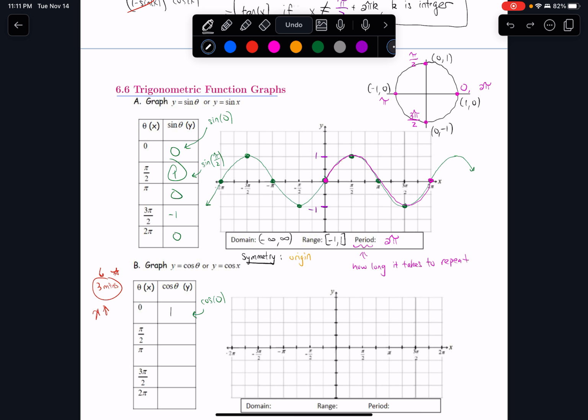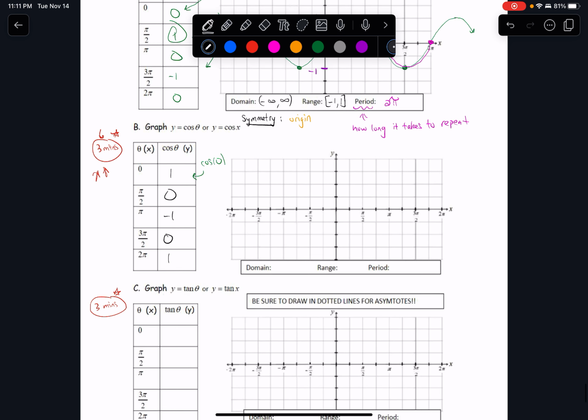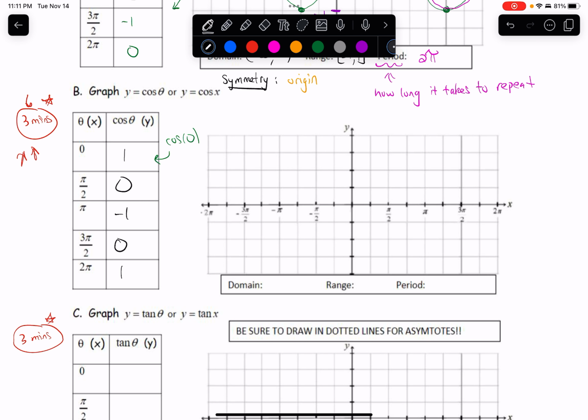At pi over 2, the x-coordinate is 0. At pi, the x-coordinate is negative 1. Let's draw that better, negative 1. At 3 pi over 2, the x-coordinate is 0. And then at 2 pi, the x-coordinate is 1 again. Okay, so if I take these values and plot them, again, I'm going to make 2 tick marks on the y-axis be 1, and 2 tick marks down be negative 1. And if I plot these points, now when x is 0, the y value is 1. So my graph now is starting up here rather than at the origin.